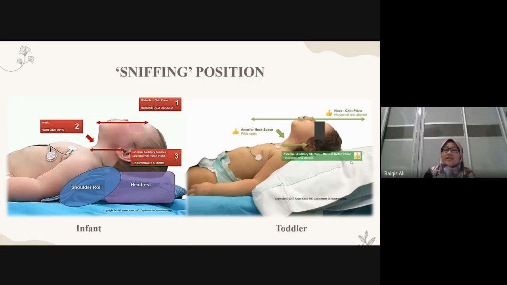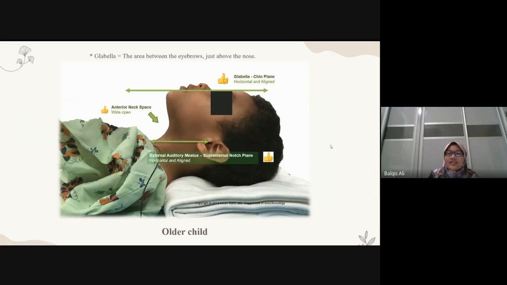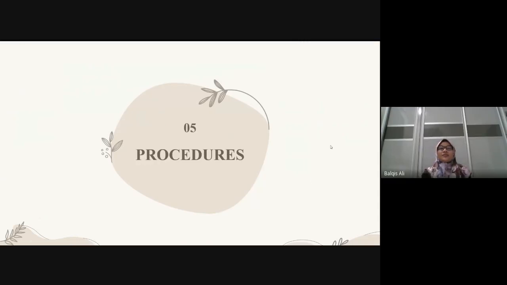Okay. This is what I've said about the sniffing position, where the tragus of the ear is horizontally aligned with the sternal notch. Okay. If the patient is obese, we need to do a double shoulder roll. We need to place the double shoulder roll for us to be higher than usual. Okay, then for an infant, toddler, and also other children, it's just the same sniffing position. Okay, then I proceed to the procedures.